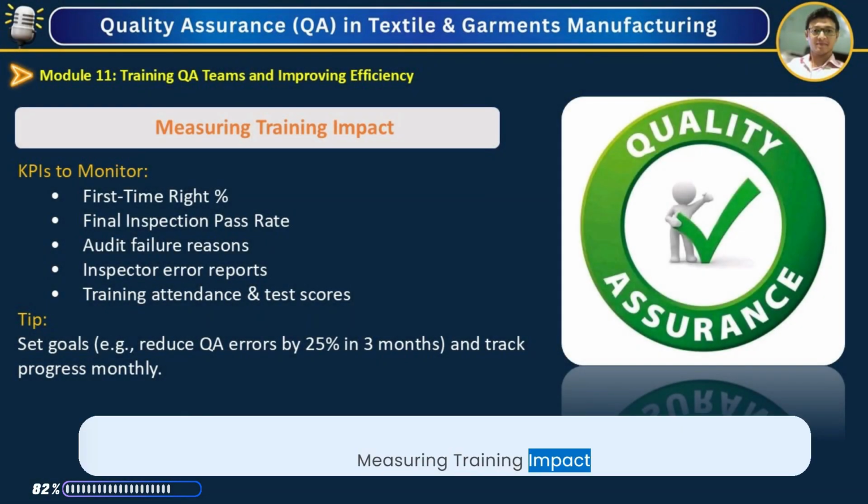Measuring training impact. KPIs to monitor. First time right percent. Final inspection pass rate. Audit failure reasons. Inspector error reports. Training attendance and test scores. Tip: set goals and track progress monthly. Reduce QA errors by 25% in 3 months.